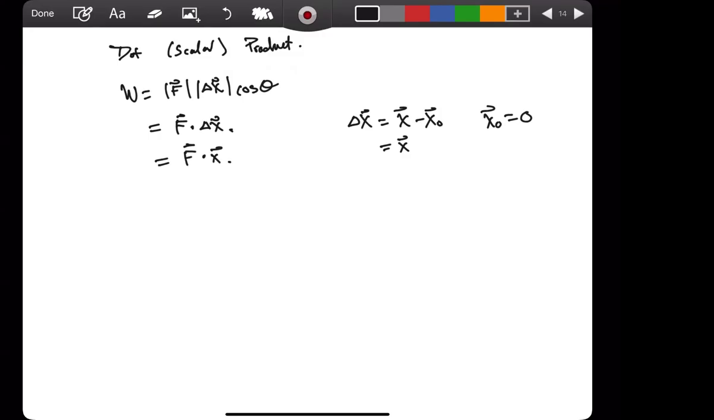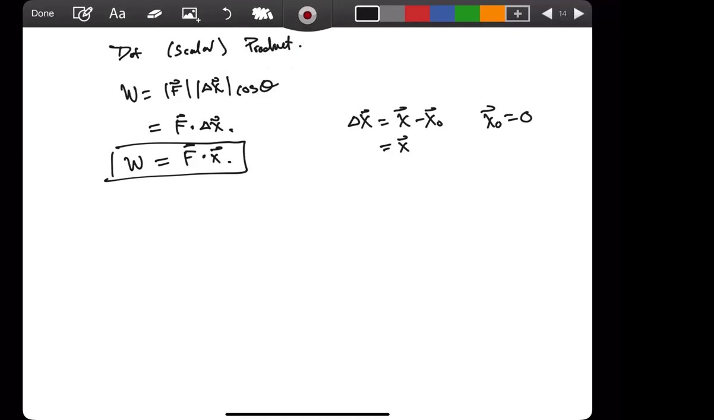So cool. So this is our definition of work. Again, work can be positive or negative, and it's a scalar quantity. So good. So let's look at an example using the work.